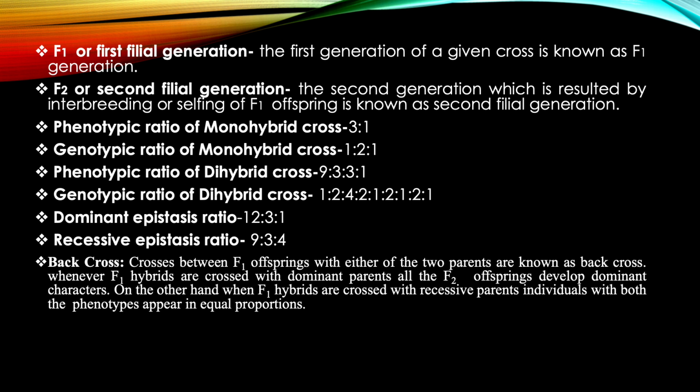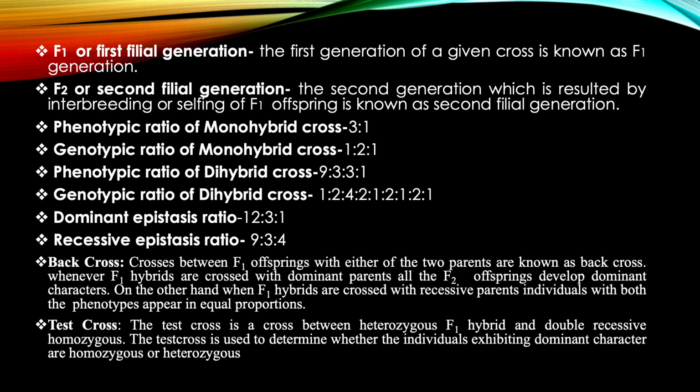Crosses between F1 offsprings with either of the two parents are known as back cross. Whenever F1 hybrids are crossed with dominant parents, all the F2 offsprings develop dominant characters. On the other hand, when F1 hybrids are crossed with recessive parents, individuals with both the phenotypes appear in equal proportions. Test cross. The test cross is a cross between heterozygous F1 hybrid and double recessive homozygous parent. The test cross is used to determine whether the individuals exhibiting dominant character are homozygous or heterozygous.